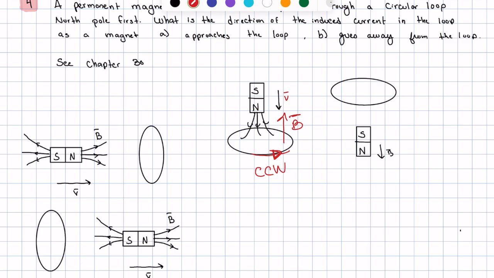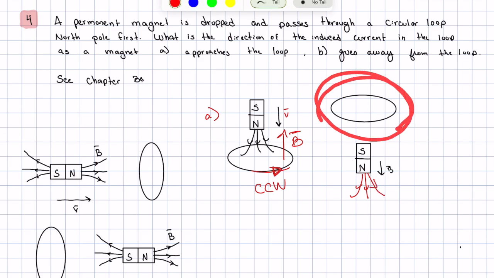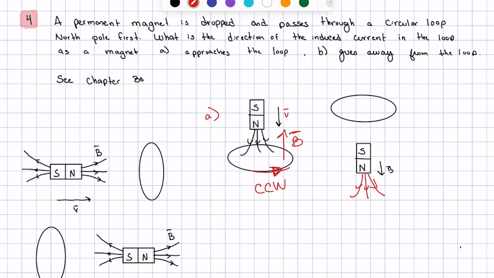So now that's A, but B says, what is it when the magnet is going away from the loop? So it's down here at the bottom and it's descending. My magnetic field lines for the North Pole are still going down, but essentially I had magnetic field lines going down, and when the magnet's way down here, I have fewer magnetic field lines going down. The current is again going to be such as to compensate that change, and it's going to induce a magnetic field in that down direction as well.